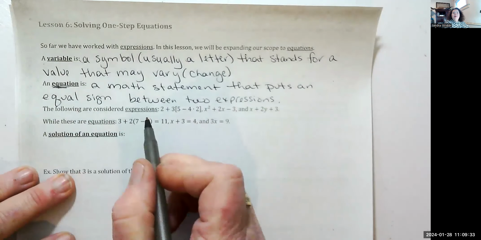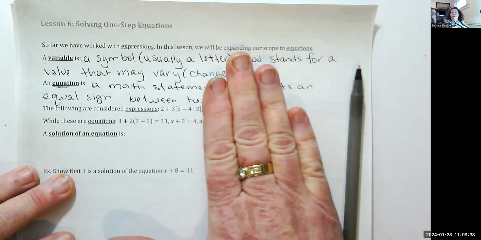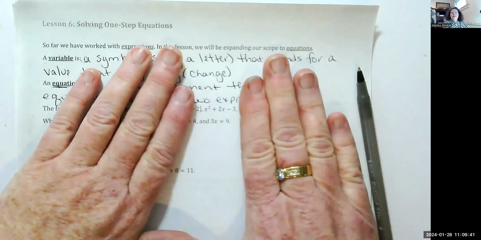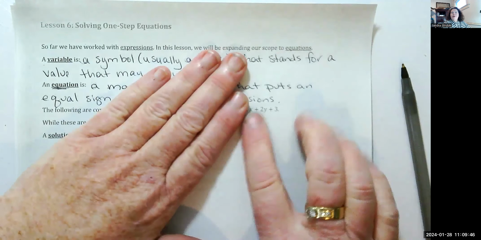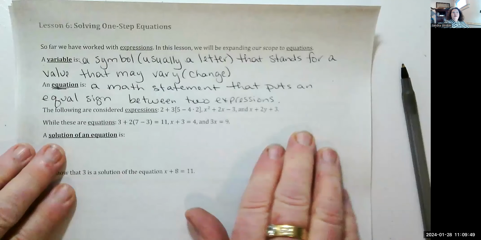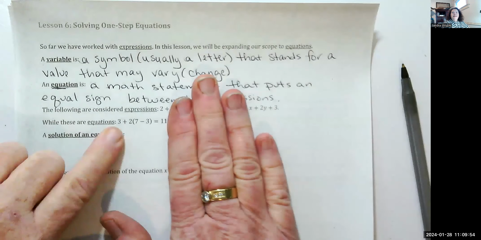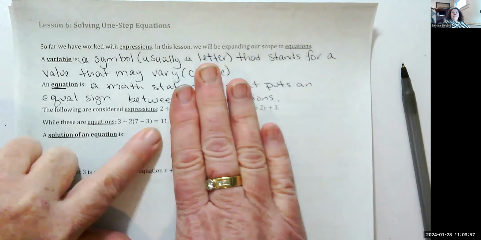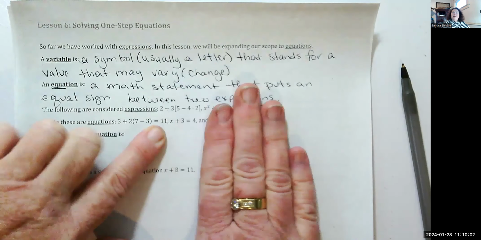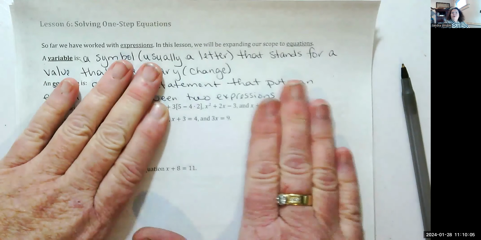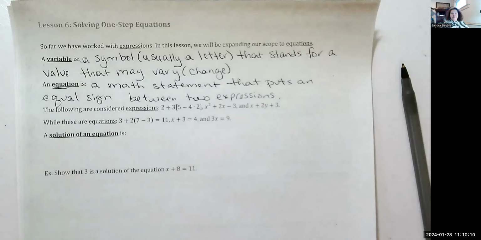The following are considered expressions. So this is an expression. There's no equal sign. This is an expression. There's no equal sign. And this is an expression. Again, no equal signs. All right, while these are equations, it's the same concept, but now they equal another expression or a number. Same thing here, 3x plus 3 is equal to 4, and 3x is equal to 9. There's an equal sign, so therefore it's an equation, not an expression.